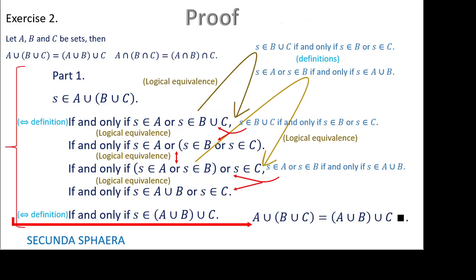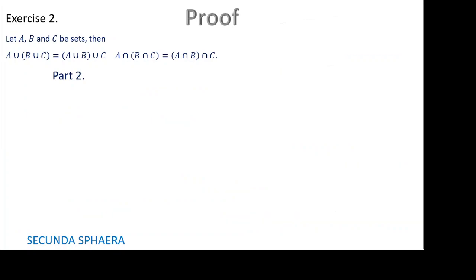And okay, this would be if and only if S is in A union B, union C, and we have the entire argument for our equality, which is all connected equivalences. Okay, now we can move on to part number two. It is going to be very similar. We again have an equality that we are going to prove by equivalences.